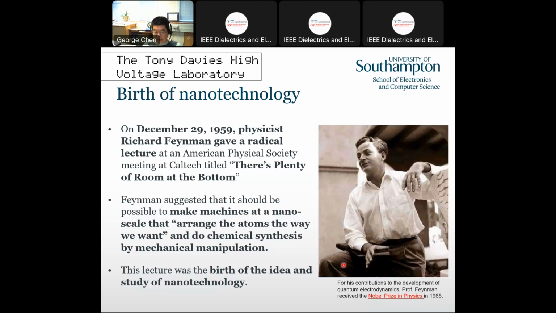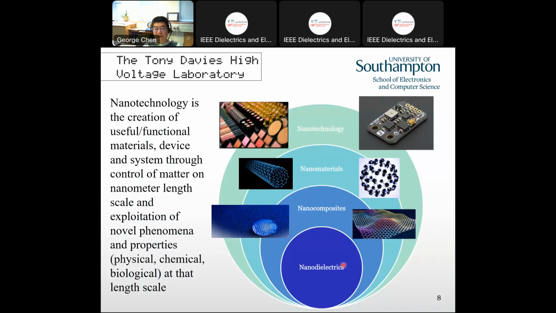So what is the relationship between nanotechnology and nanodielectrics? In the next slides, I will try to show you graphically the relation among them. We can use this layered structure to clearly see nanotechnology involving the devices, applications and also the products. These come from nanomaterials, and nanomaterials include nanocomposites, and nanocomposites also include nanodielectrics. So what are nanodielectrics now?